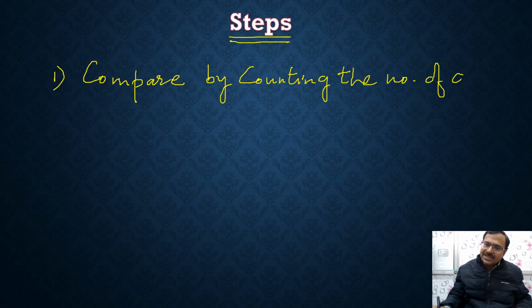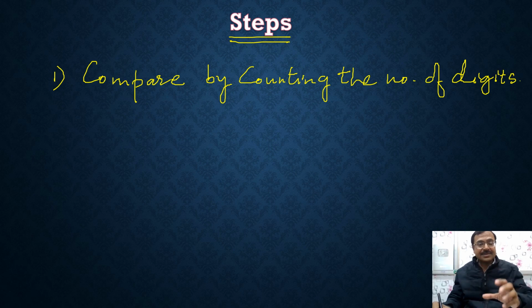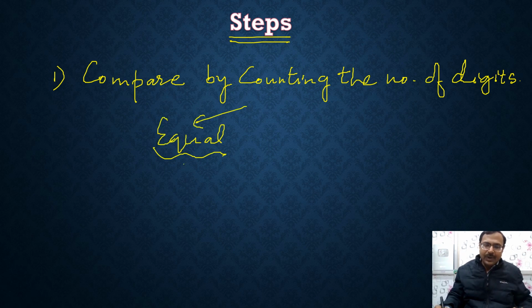That means the first thing you have to see is whether the digits in the given numbers are equal or unequal. So if they are equal, you have the direct method of comparison. Is that direct?